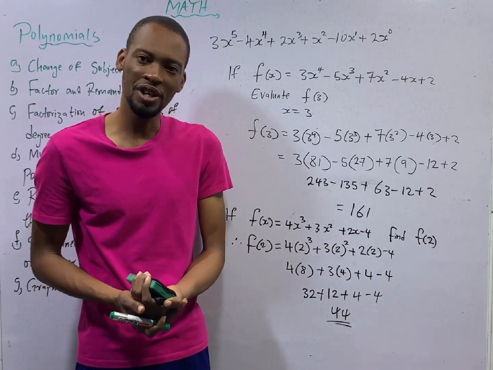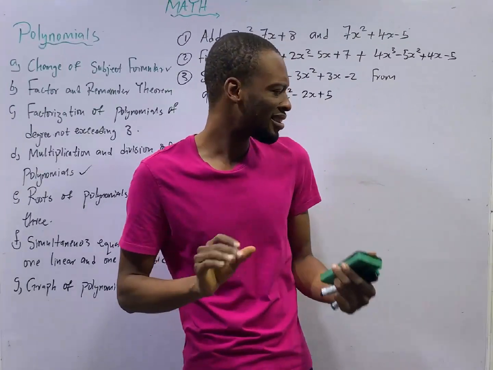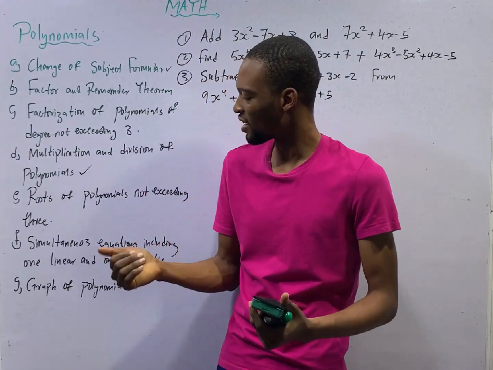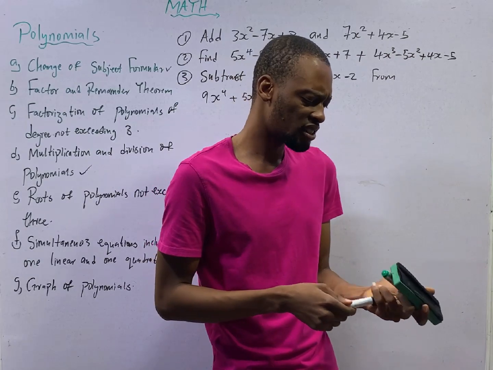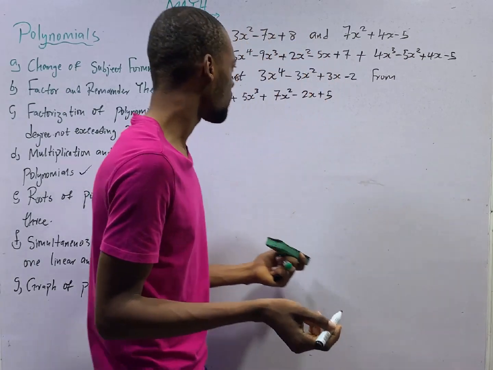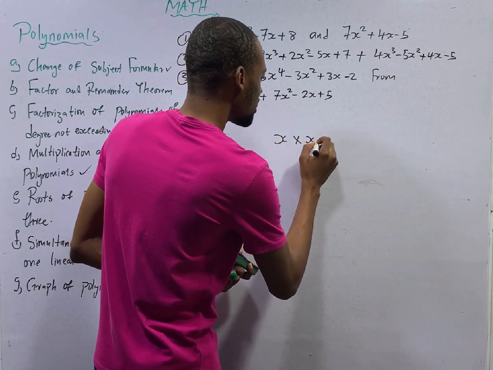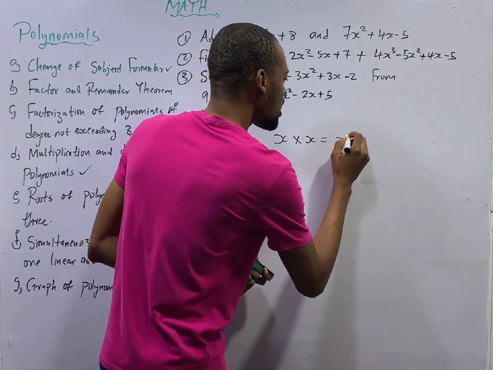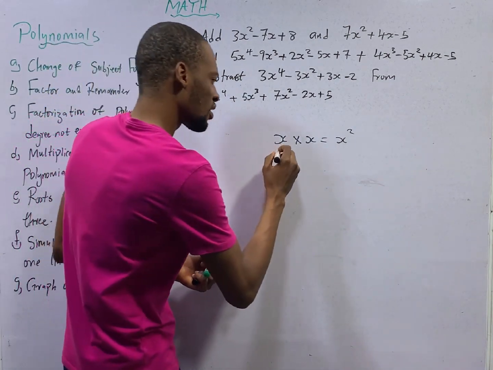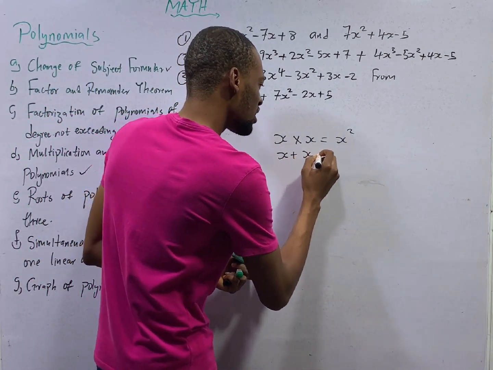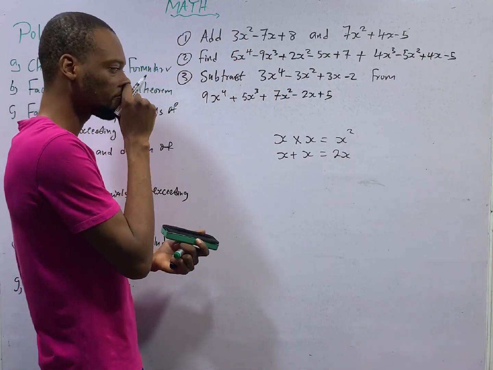How about addition and subtraction of polynomials? Addition and subtraction of polynomials is something that you already know. And take note of this. If I say s times s, this is equal to s squared. If I say s plus s, this is equal to 2s, not s squared.